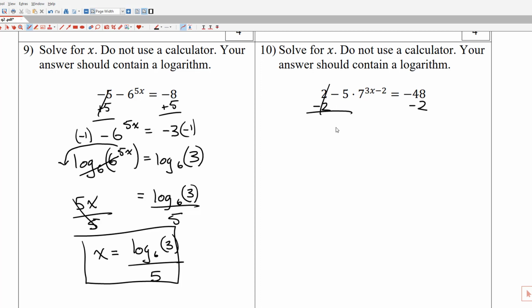So if I subtract the 2, I have negative 5 times 7 to the power of 3x minus 2 is all equal to negative 48, and I go even more negative, so it's negative 50. I still have to get rid of that negative 5, and it's being multiplied by all of this, so the inverse operation of multiplying by negative 5 is to divide by negative 5. When you do that, you're gone, and I'm left with 7 to the power of 3x minus 2 is equal to 10. Negative divided by negative is a positive, and 50 divided by 5 is 10.